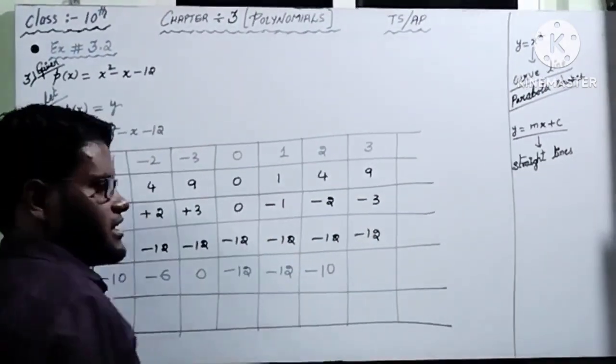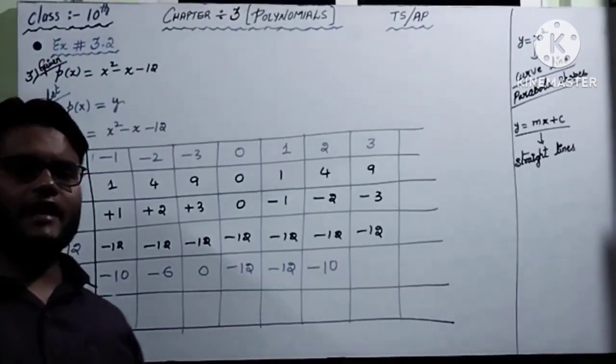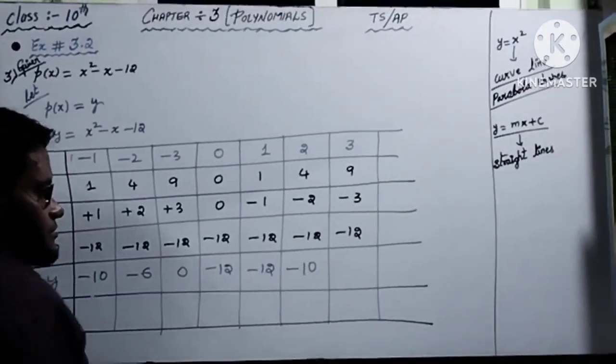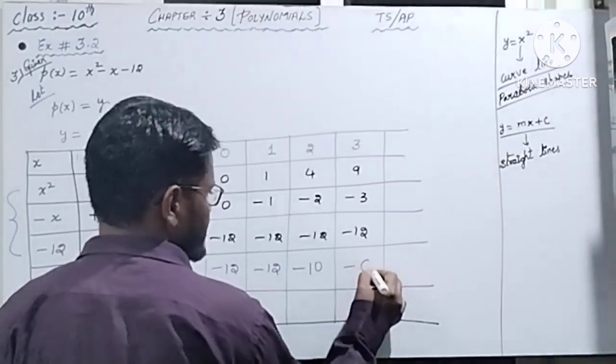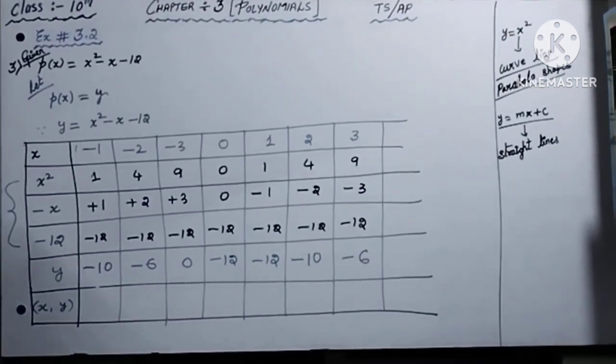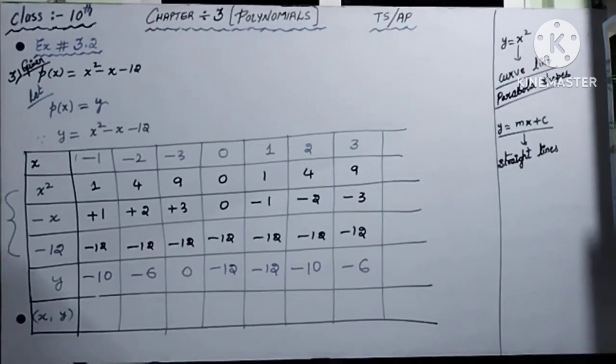The next. Minus 12 minus 3 how much? Minus 15. Plus 9. Minus 15 plus 9 is how much? Minus 6. Any doubts up to here? Understand? Then now plot the points. Okay, next one is what?